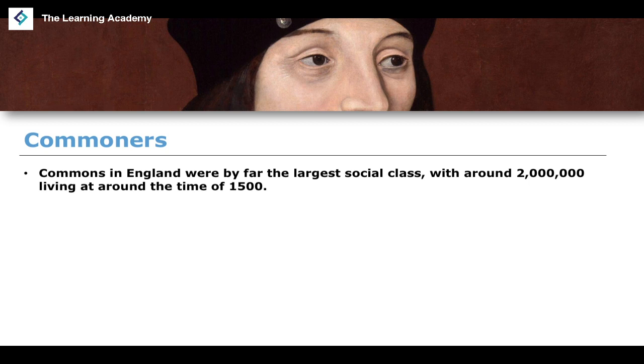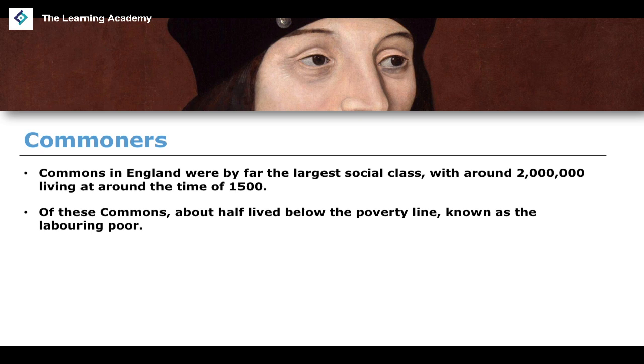So around 2 million people lived as commoners in England around the time of 1500. We can see that the most powerful, the gentry and the nobility, and even some quite upper members of the church system, represented the smallest percentage of English society, with the vast majority of people being commoners. Of these commoners, around half had lived below the poverty line, and these were known as the labouring poor. So of the commoners, around 1 million of them were below the poverty line, as described today, effectively.